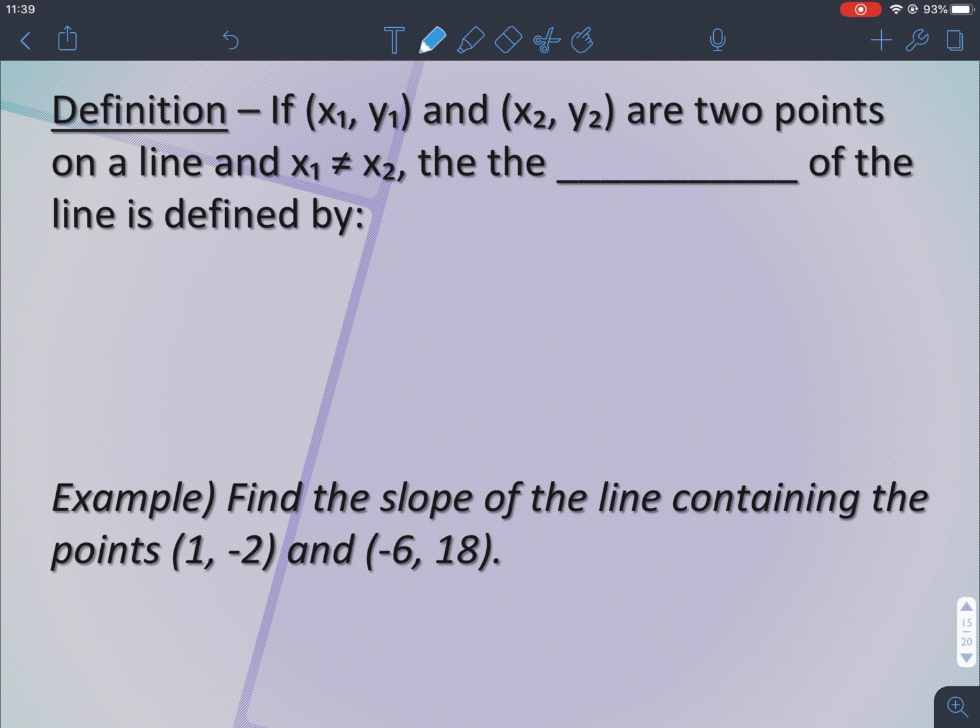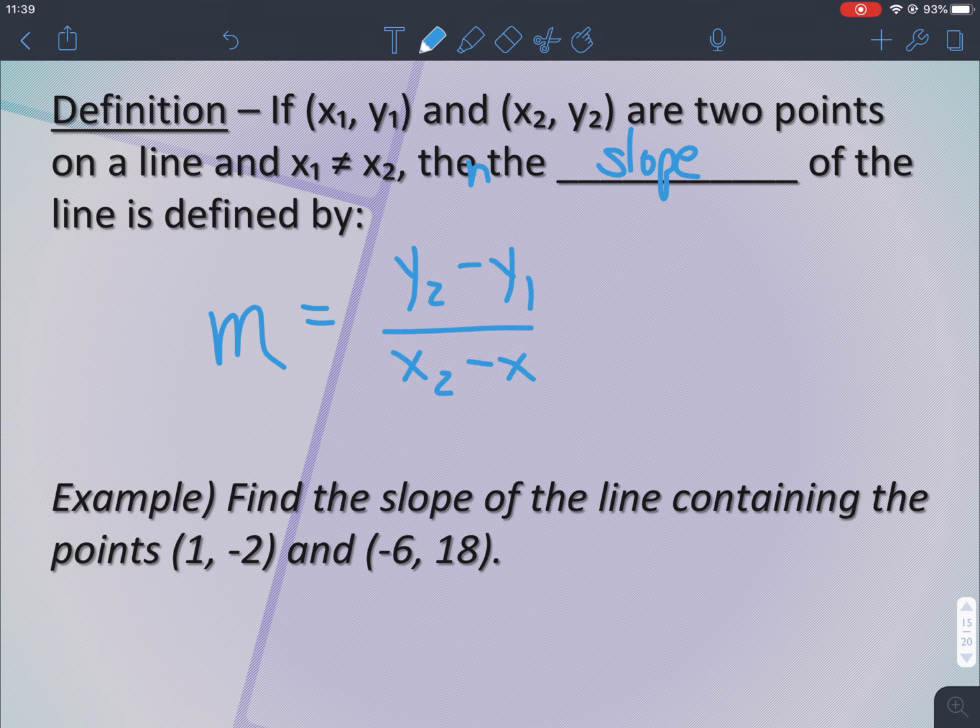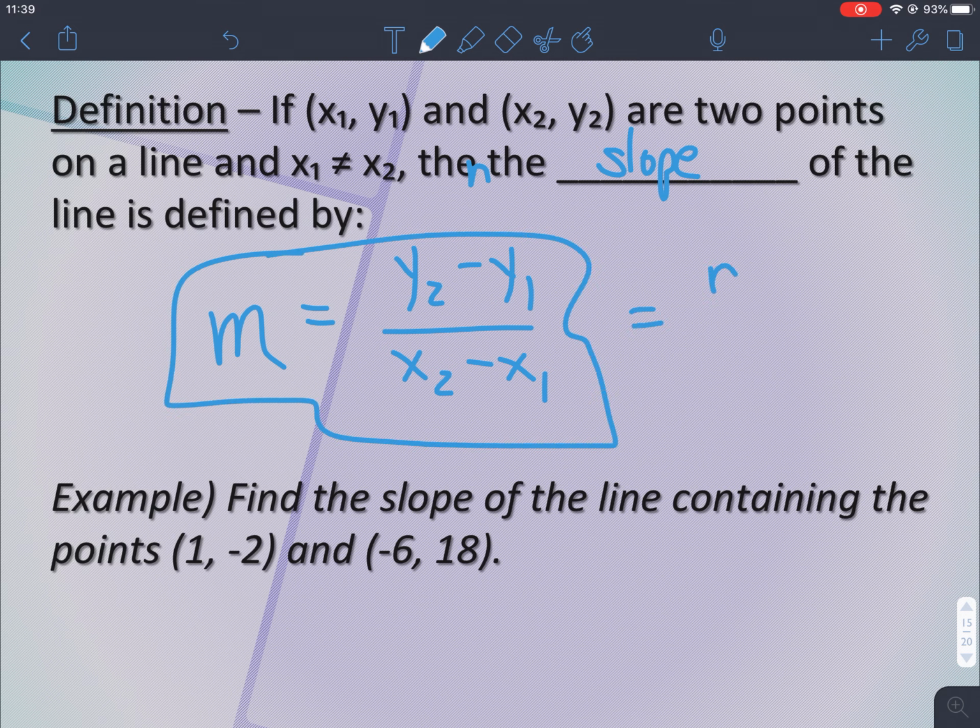Now, if (x1, y1) and (x2, y2) are 2 points on a line, and they are not equal, they're distinct points, then the slope of the line is defined by m equals the change in y divided by the change in x, which is also known as rise over run. Delta y divided by delta x. Delta just means change in this case.